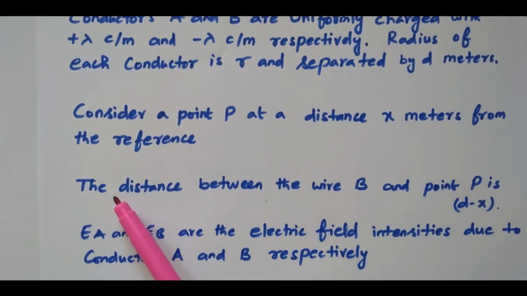Then the distance between conductor B and point P is D minus X. EA and EB are the electric field intensities due to conductor A and conductor B.